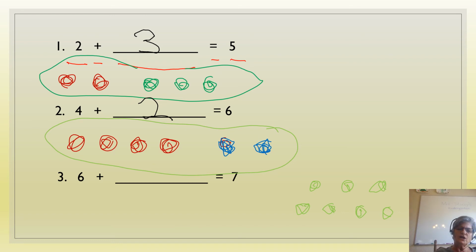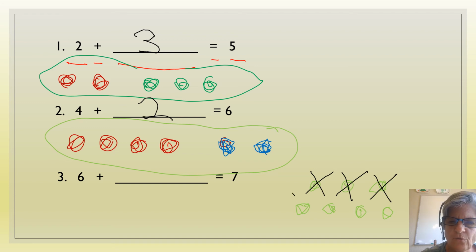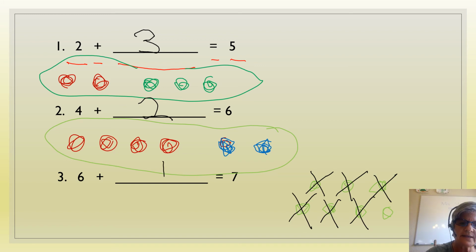Now we see our number sentence begins with the number 6. So we're going to cross out 6 of them. I'm going to go 1, 2, 3, 4, 5, 6. And I see I have 1 left over. So I'm going to write the number 1 on the line. So 6 plus 1 equals 7. Please write the number 1 on your line.